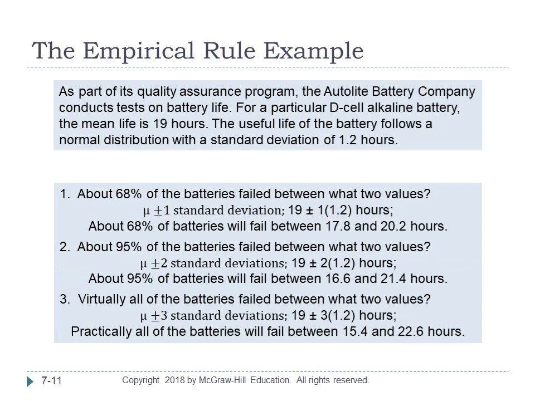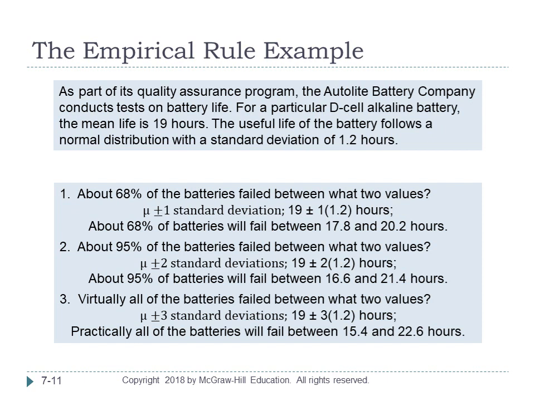Let's use the empirical rule in an example. As part of its quality assurance program, an Autolite battery company, this is a company that manufactures batteries, conducts tests on battery life. Batteries have a certain expected life. How long will a battery last? So for a particular D-cell alkaline battery, the mean is 19 hours. This is the mean for how long the battery will last.